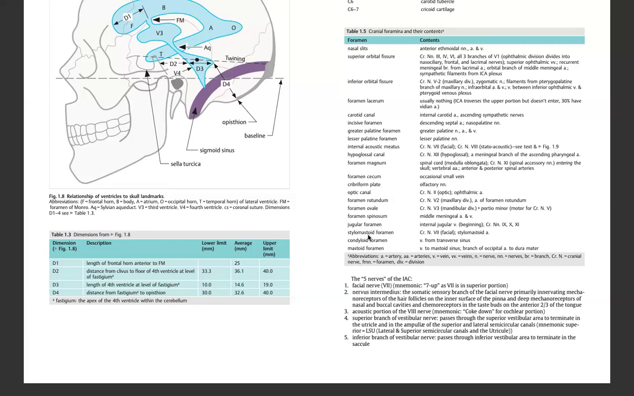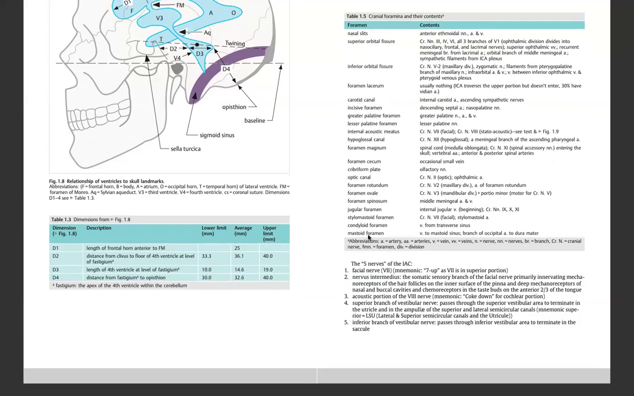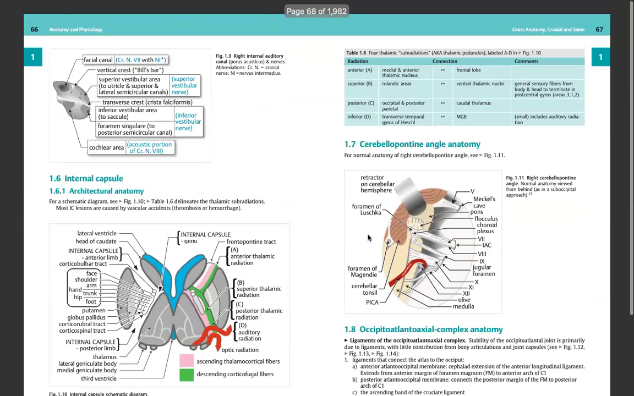Right? So you have the superior, and the mnemonic is superior LSU: lateral and superior semicircular canals and utricle, while the inferior branch supplies the inferior vestibular area and terminates in the saccule. So utriculus, sacculus, the semicircular canals. LSU. Okay. All right, so essentially that's it for that.